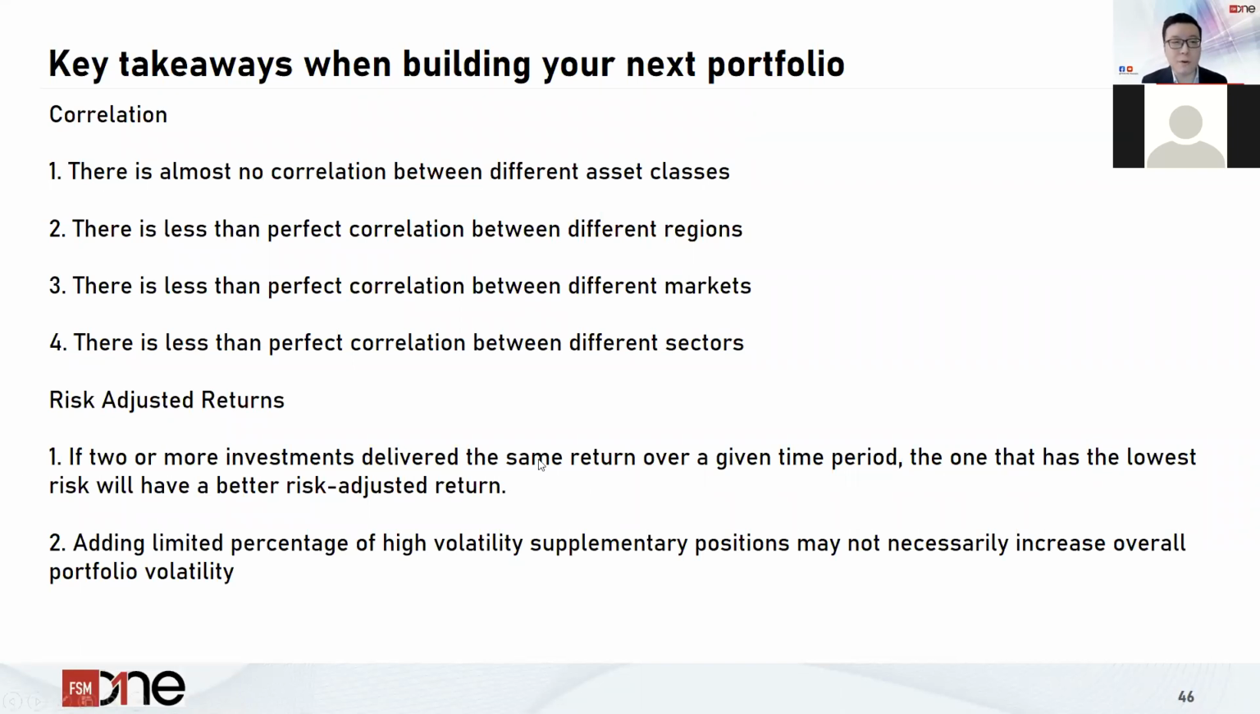Risk-adjusted return: if two or more investments give the same return, the one that has the lower risk will have a better risk-adjusted return. And by adding a limited percentage of a high vol supplementary position, you may not necessarily increase the overall portfolio vol. But if you add a big amount, then your portfolio vol will increase.